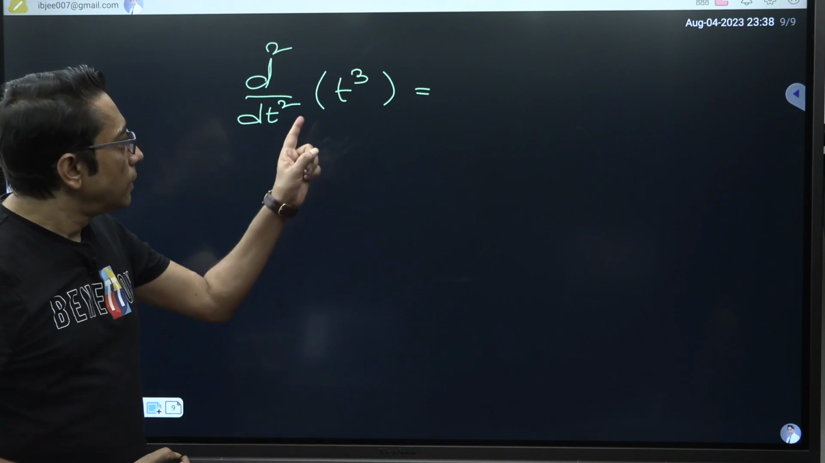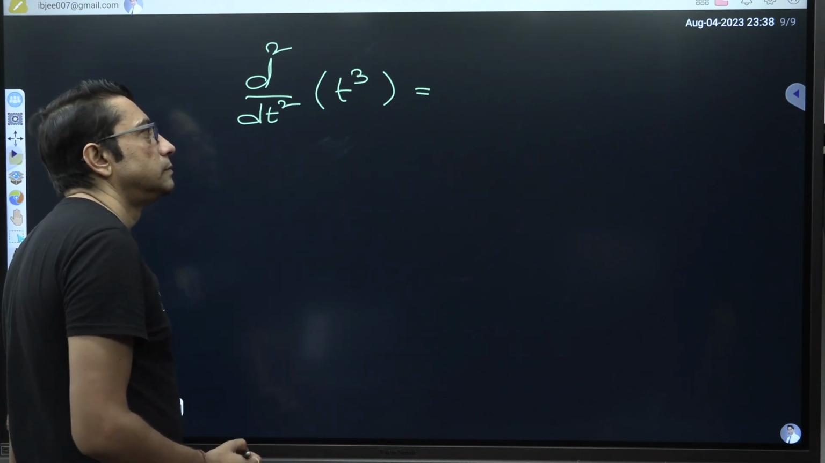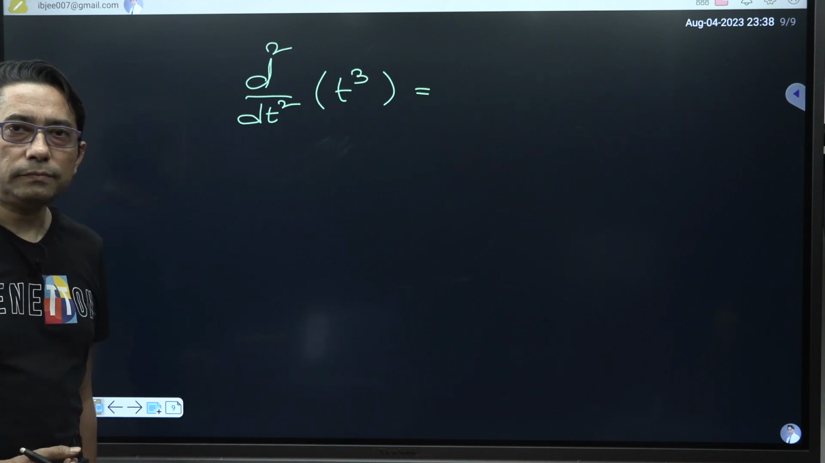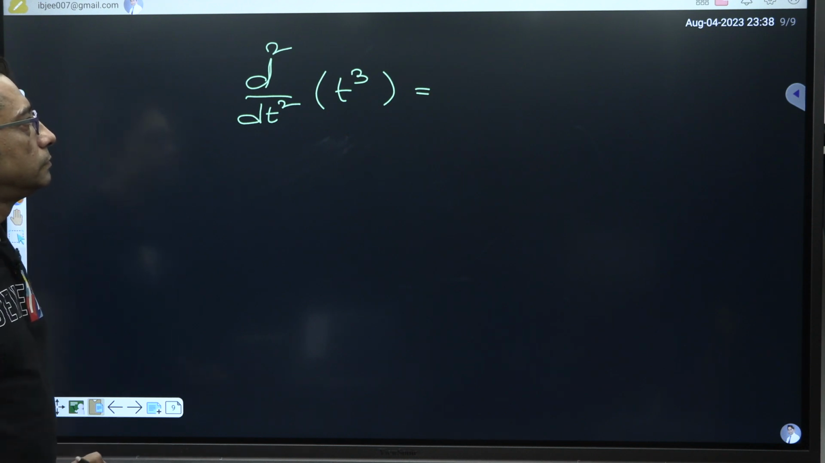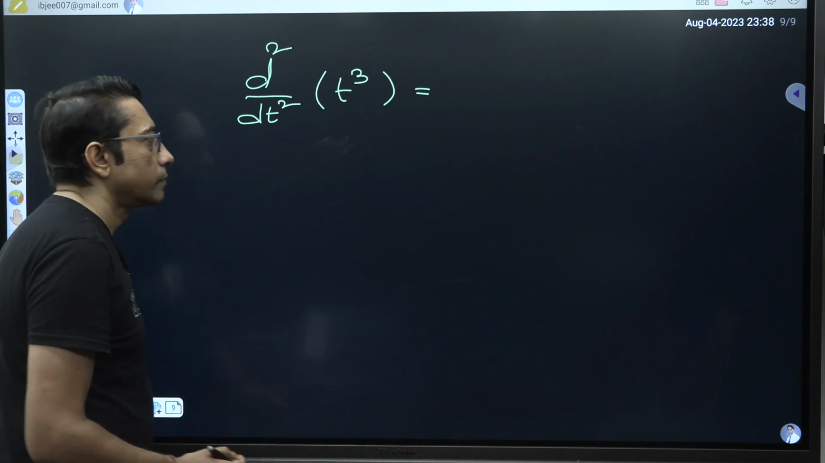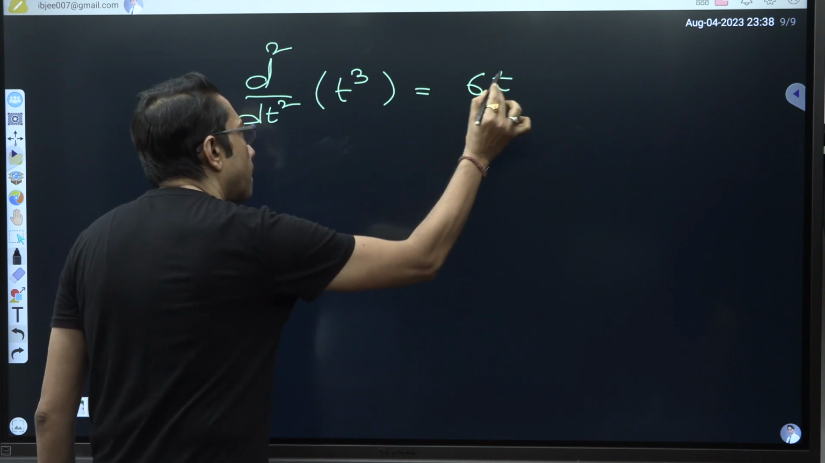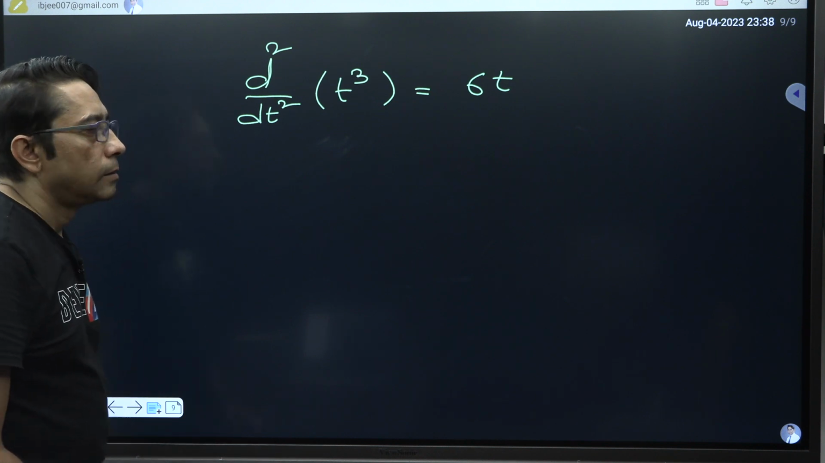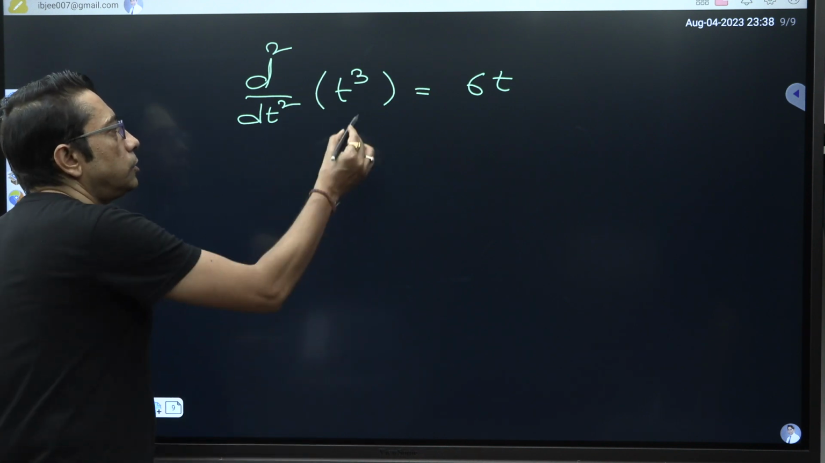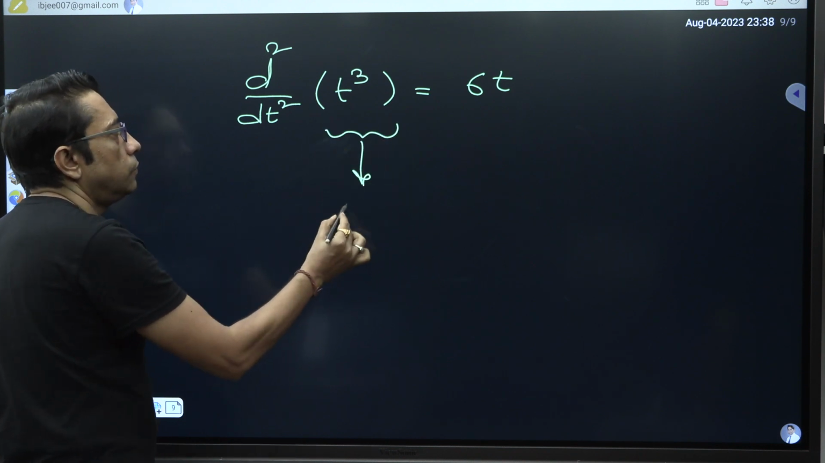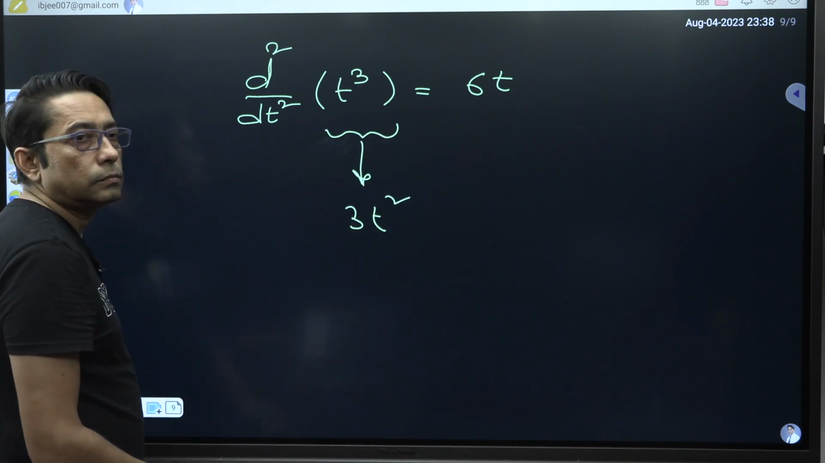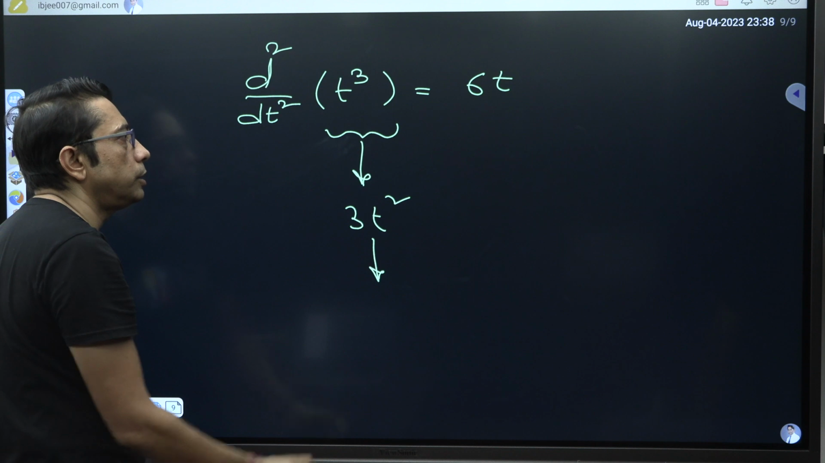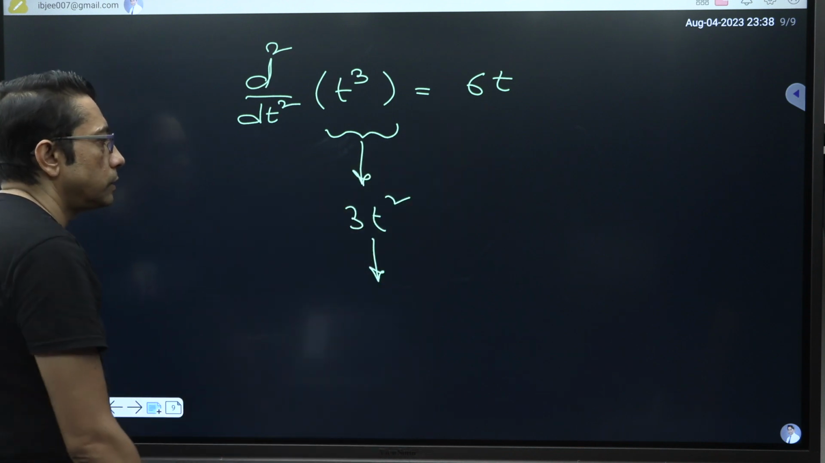How much would it be? Who can tell? Once differentiated, once this will give you how much? 3 comes and the power decreases by 1. Again if you differentiate this, what will happen? 6.